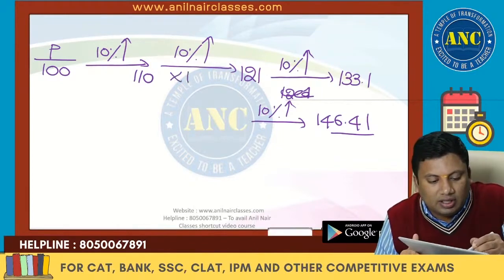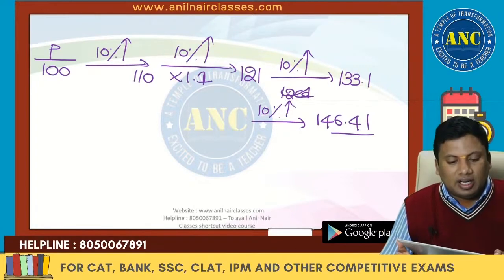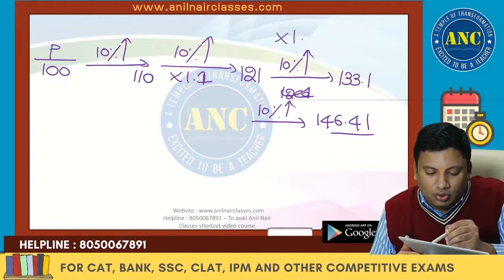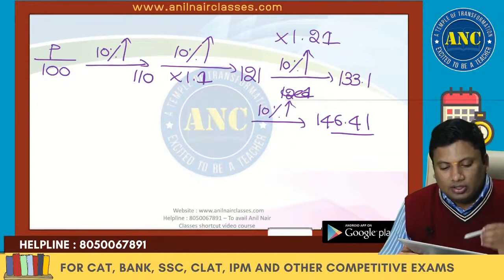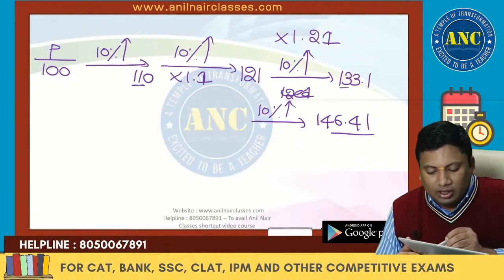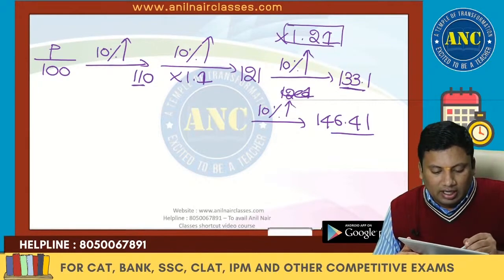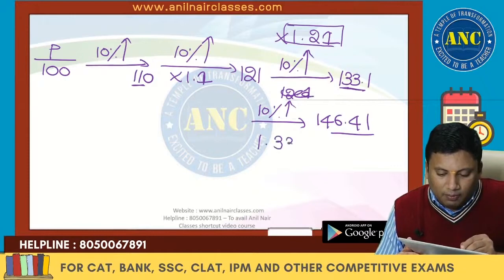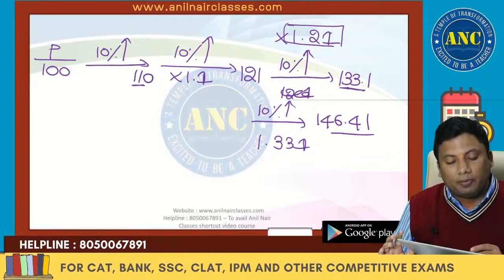These are nothing but multiplying by 1.1, a 10% increase. I hope it is clear. These are nothing but 1.21, right? If you observe, 110 to 133.1, the multiplication is 1.21. It is nothing but 1.331. So all the values are in geometric progression.